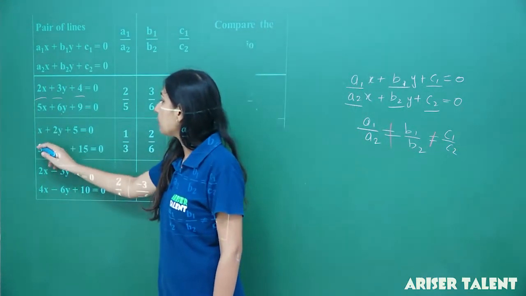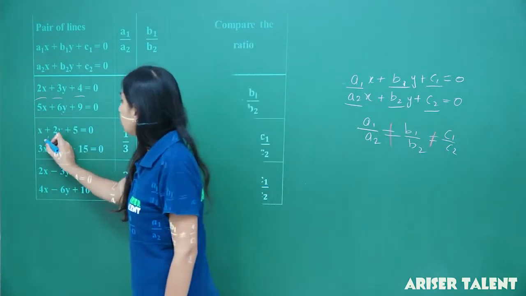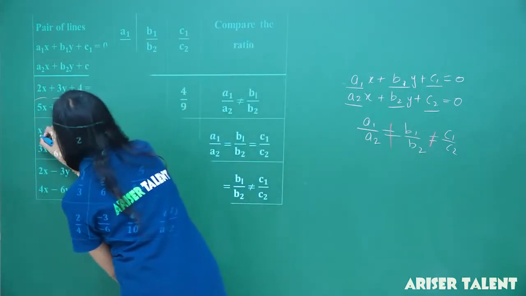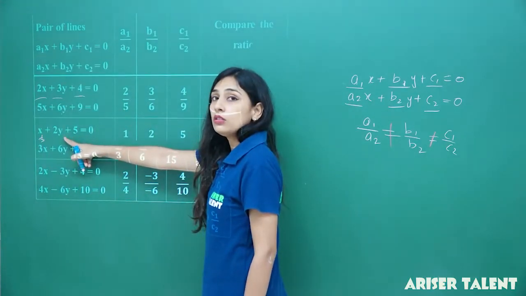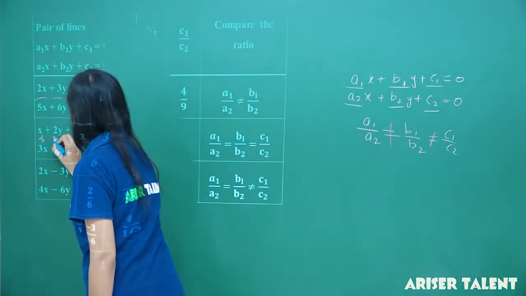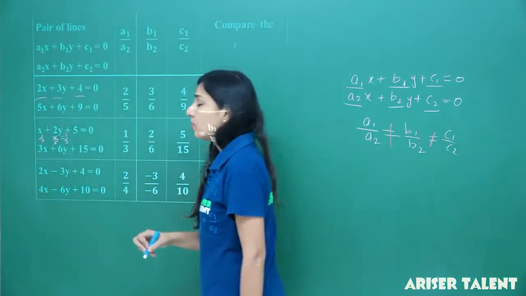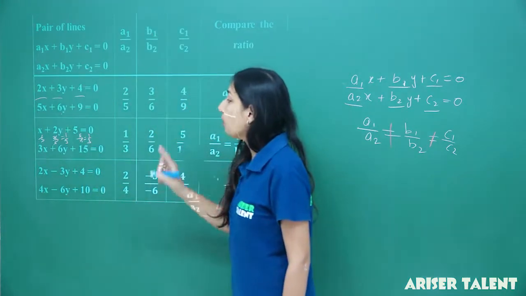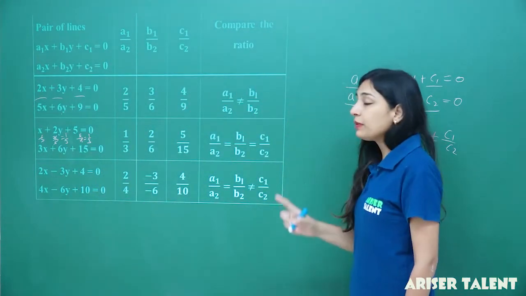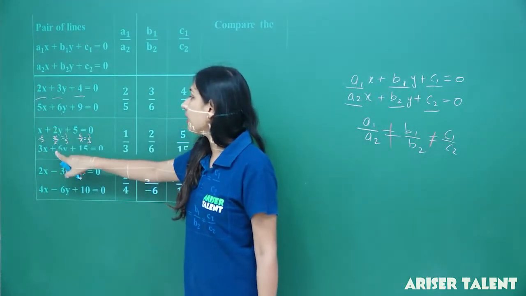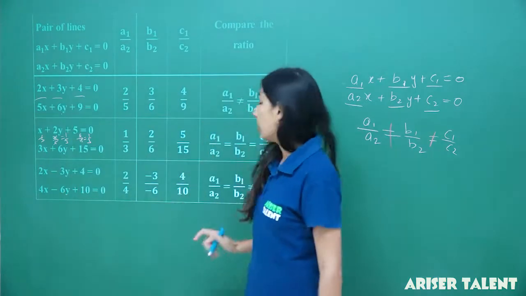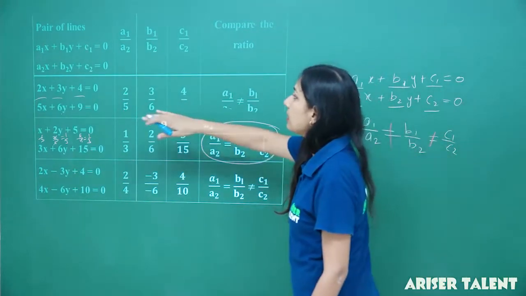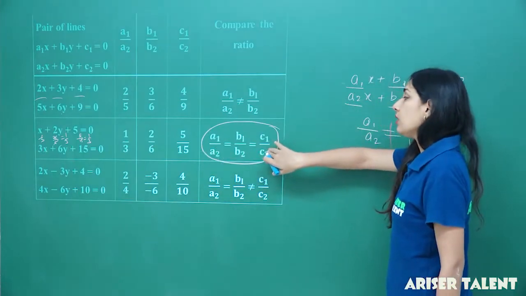Now, in the next case, this is 1 by 3. If you look at the coefficient of y, that is 2 by 6, which forms 1 by 3 again. Now, 5 by 15 is again 1 by 3. Now, 1 by 3, 1 by 3, 1 by 3. Right, so that means A1 by A2 equals B1 by B2 equals C1 by C2. This is the relation here. In the earlier case, none of them was equal. In this case, all three are equal.